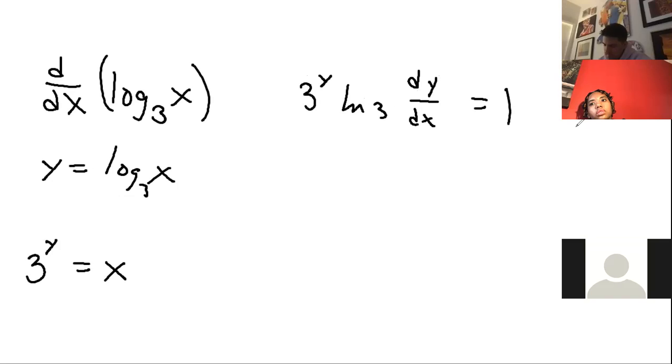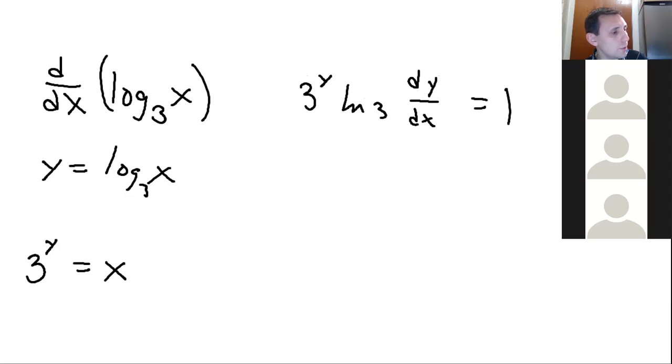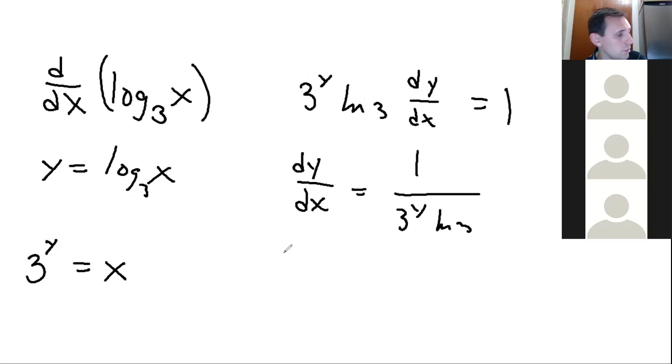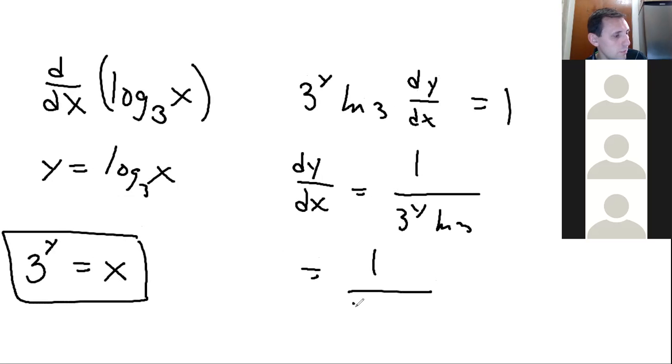equal to the derivative of x, which is 1. Do you follow the step? Yes. And so dy/dx equals 1 over 3 to the y ln 3. But what is 3 to the y? 3 to the y, I see here, is x. So the answer is 1 over x ln 3.